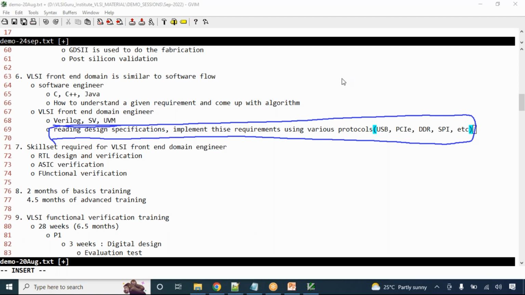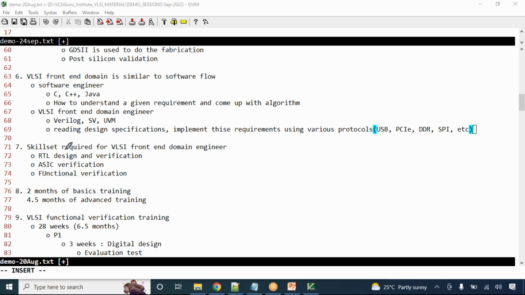Now, let us understand what is the skill set required for a VLSI front-end domain engineer. See, when I say front-end domain engineer, front-end domain means the same: RTL design and verification is the same, ASIC verification is the same, functional verification is the same. Everything is the same. What is the skill set that is required? I told you, right? You need to learn languages, Verilog, System Verilog, and UVM. You need to learn some protocols, and that is what our course will emphasize on.